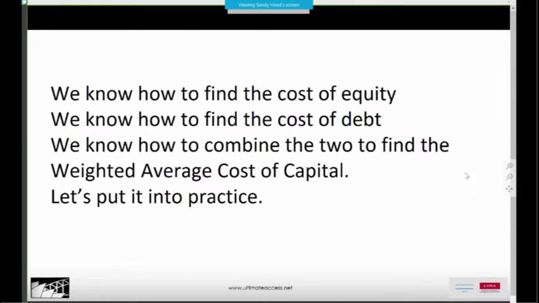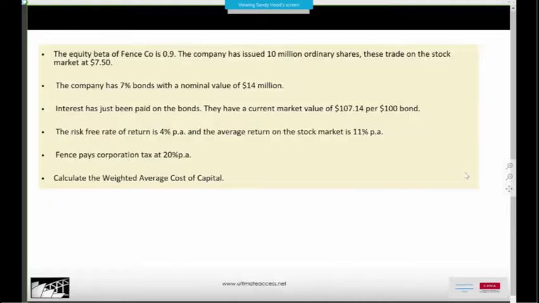So we know the cost of equity, we know how to find the cost of debt, we know how to combine the two, so we're going to put something into practice. Here we've got a company called Fence. They've got 100 million ordinary shares. No, they haven't. They've got 10 million ordinary shares, and they trade on the stock market at $7.50. They've got 7% bonds with a nominal value of 14 million. The bond interest is ex interest. The interest has just been paid.